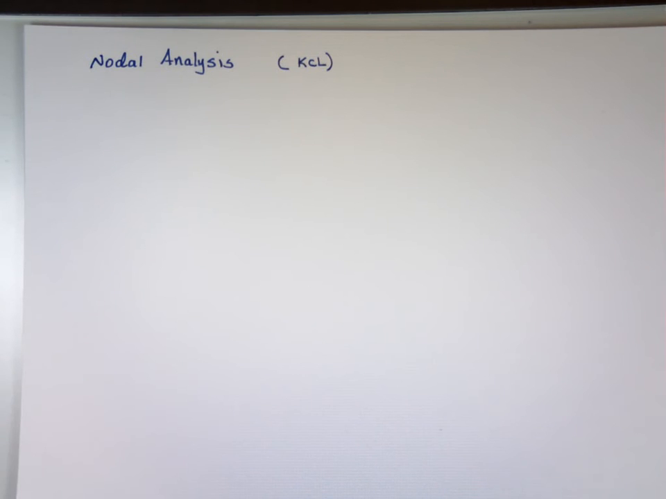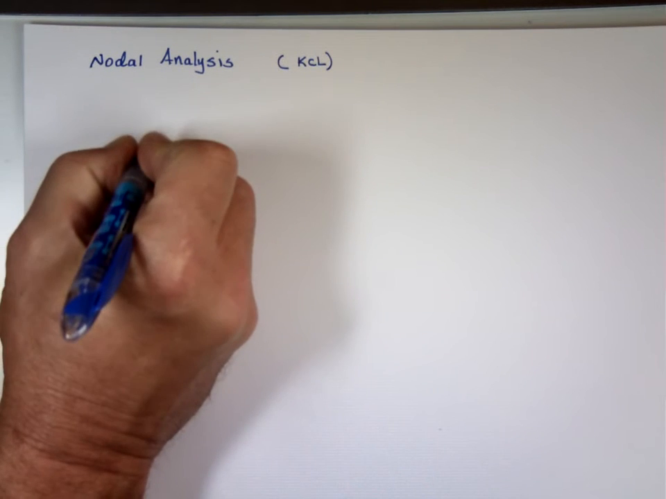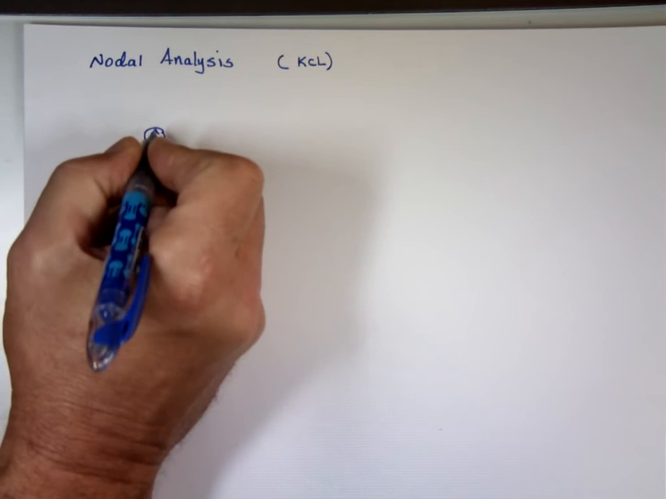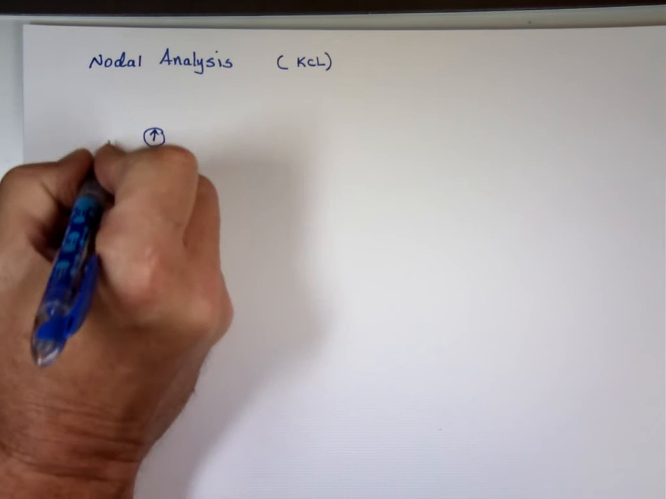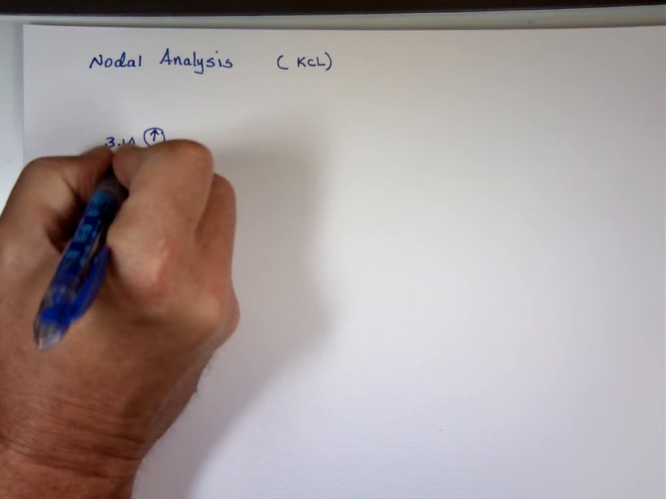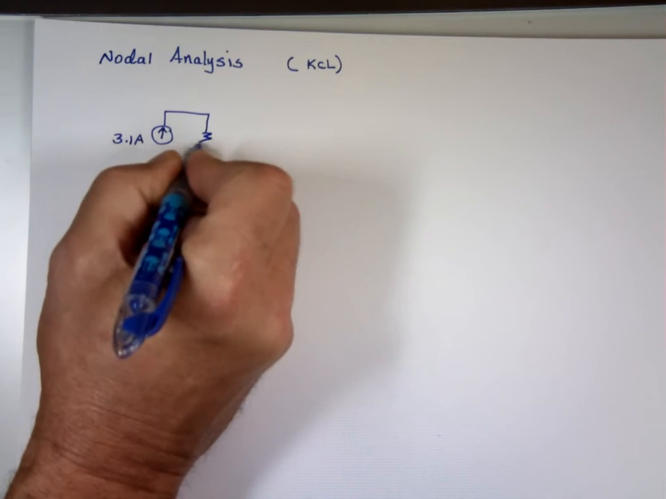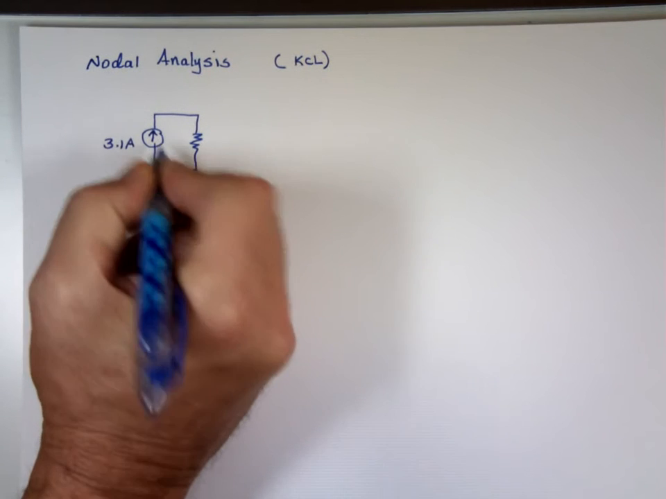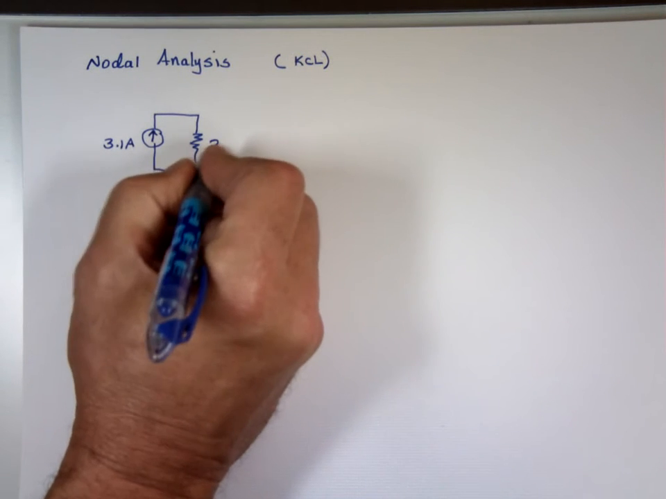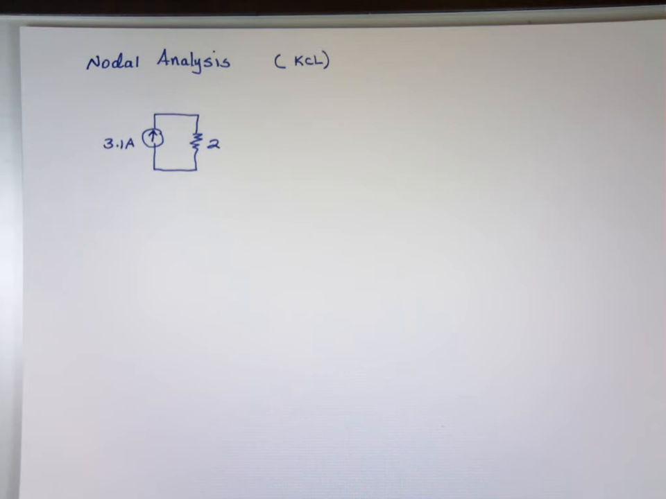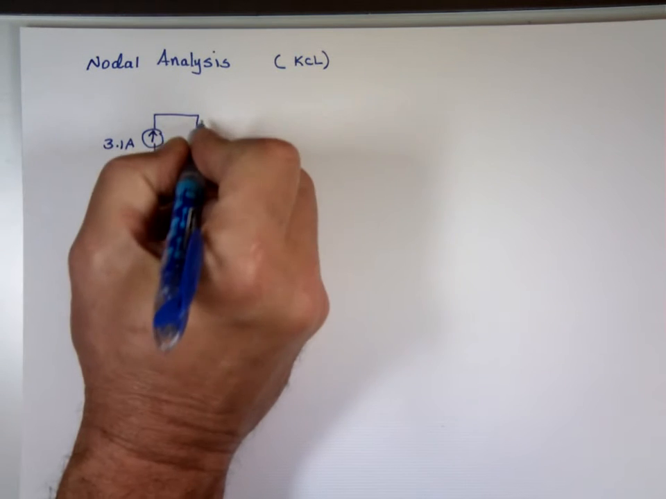We always pick one node to be the ground, and we neglect that one because if you add it, that's just repeating. You're just wasting your time. So if you take this example, this is 3.1 amp. Can you see that on the screen? Is it clear? 2 going through 5 here.